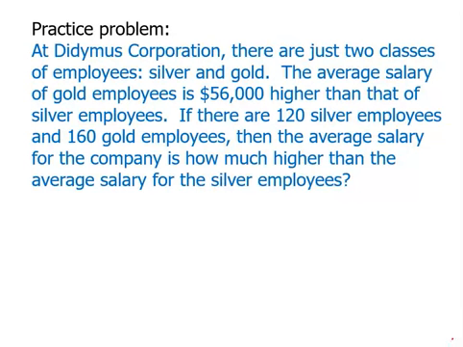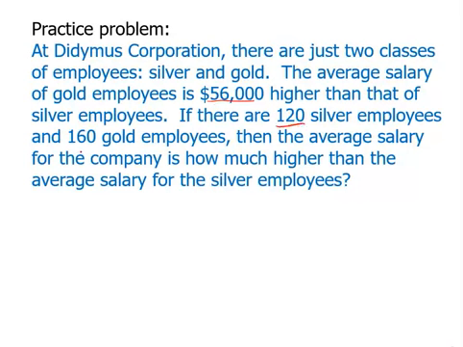So at Didymus Corporation, there are 2 classes of employees, silver and gold. We have that the average salary of the gold is $56,000 higher than the average of the silver. So we have the difference between the gold and silver. Notice we don't actually have the actual number, what is the average salary of the gold employee. We don't have that number. We don't have the average number of the silver. All we have is the difference between them.